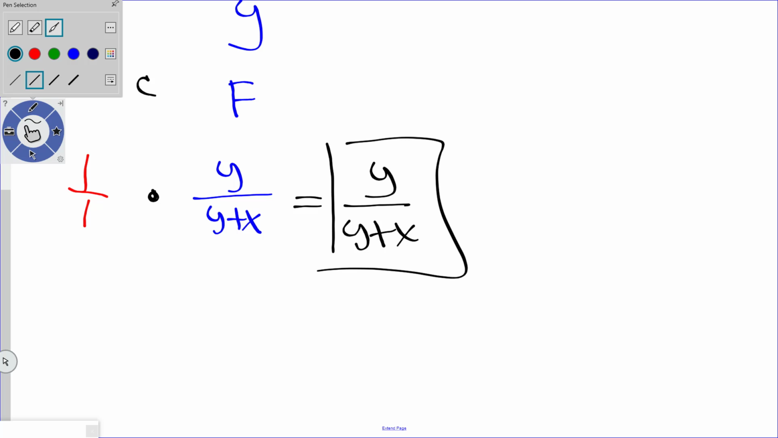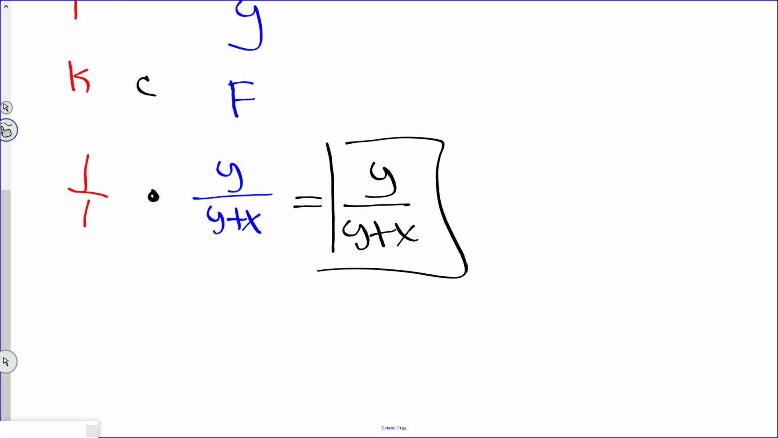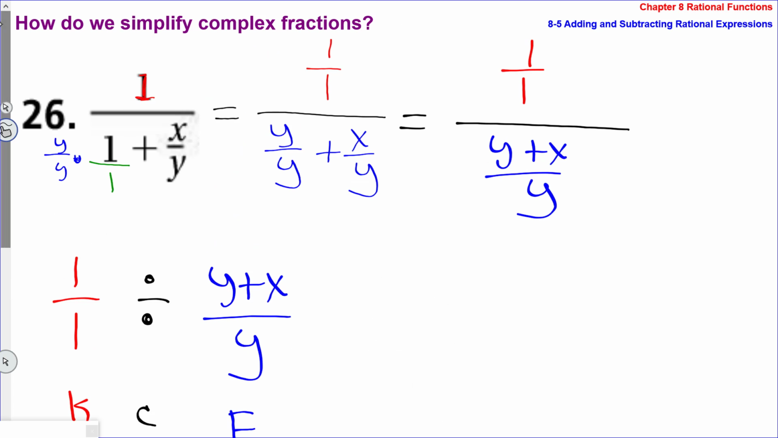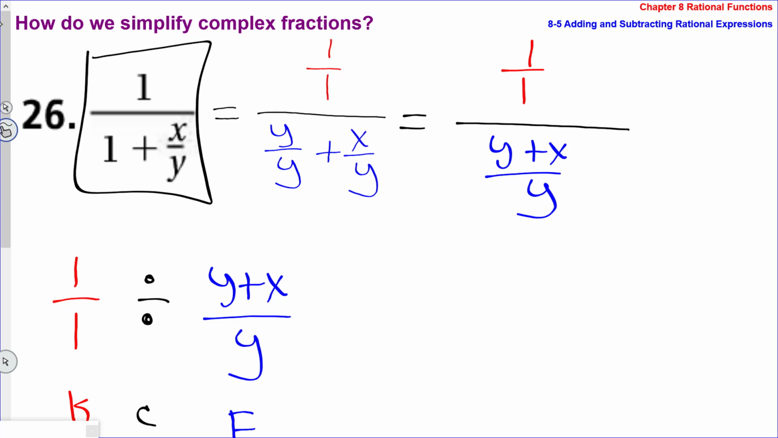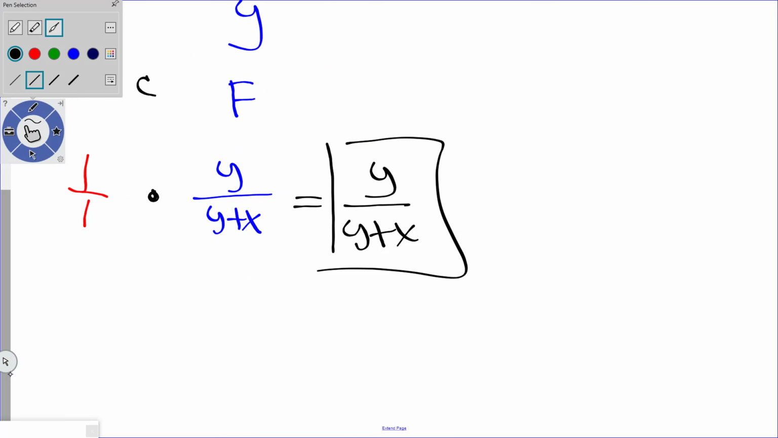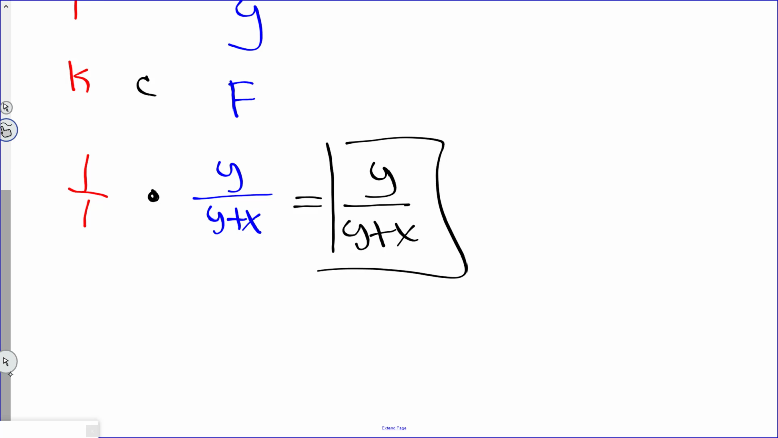This is our simplified complex fraction. We began with the complex fraction over here. This is what we began with, complex fraction, and we simplified it to a simple fraction. That was example number 1. Does anyone have any questions about example number 1? Let's move on to example number 2.